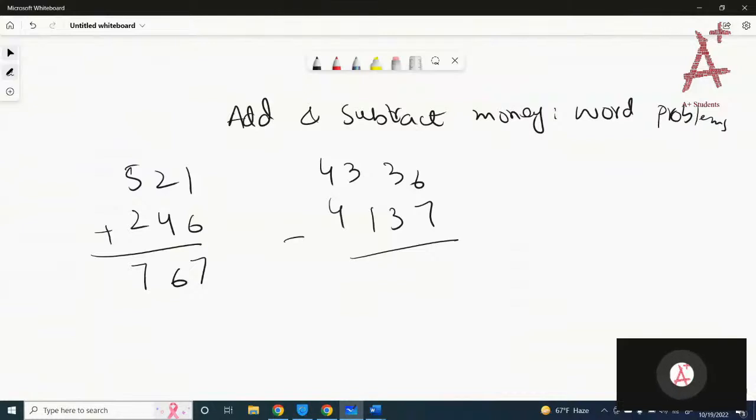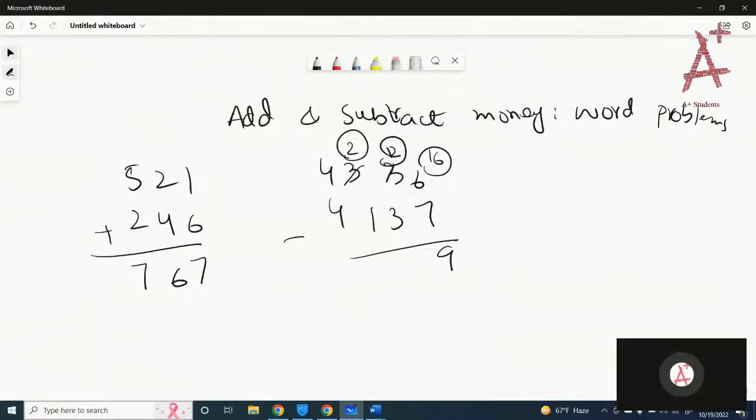6 subtract 7 is, you cannot subtract a smaller number out of the greater one. So you need to borrow 1. Here you have 2 now, and it would be 16. Got it? So 16 subtract 7 is 9. You cannot again subtract 2 out of 3. You have to borrow 1.